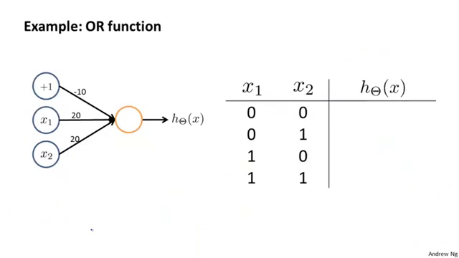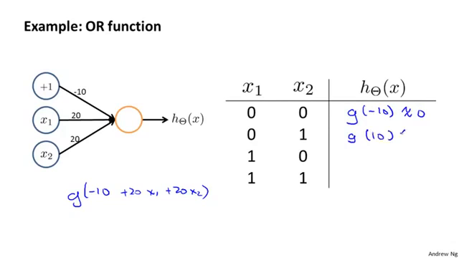This network shown here computes the OR function. Just to show you how I work that out, if you write out the hypothesis, you find that it's computing g of minus 10 plus 20x1 plus 20x2. So you fill in these values, and you find that's g of minus 10, which is approximately 0, g of 10, which is approximately 1, and so on. These are approximately 1, and these numbers are essentially the logical OR function.